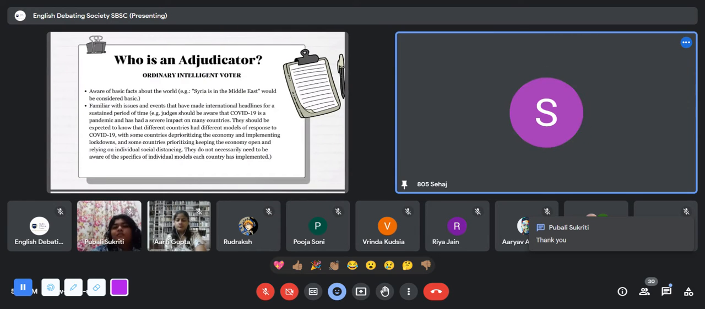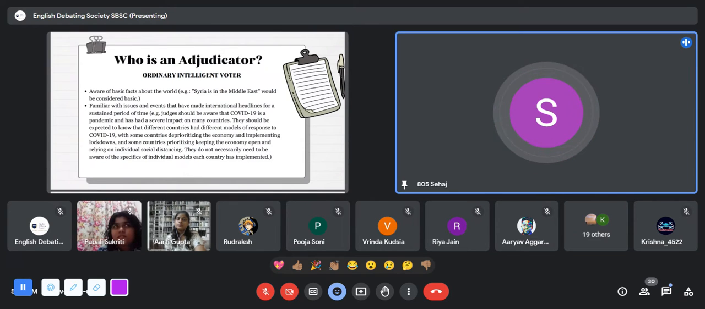And just to simplify this, what we're talking about in terms of who is an adjudicator is: when you do judge, what are the things you are required to have? It's very basic. You have to be any ordinary intelligent person in the world, which means any individual who at least knows about the existence of this. That's the simple burden which is put on you. You do not need to know intrinsic details of that.